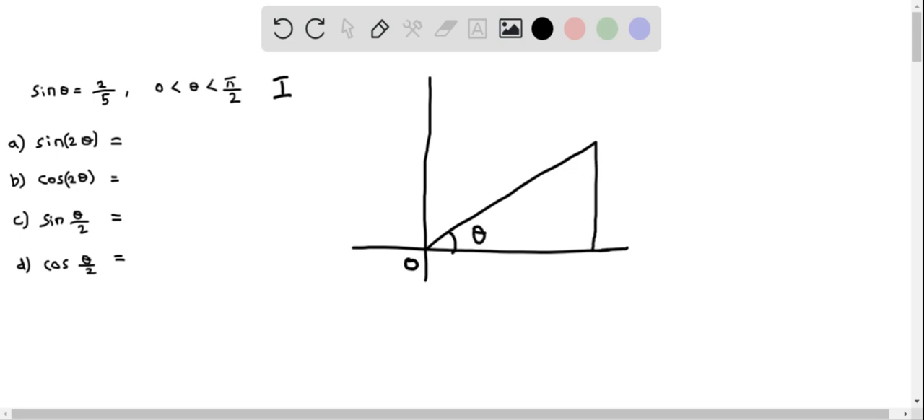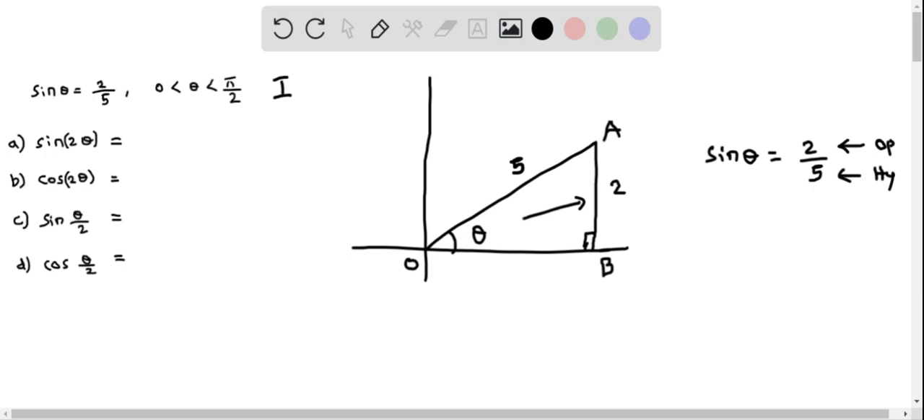Maybe I could mark these vertices as O, A, B. So we have this right triangle OAB. Now we are given that sine theta equals 2 over 5. So when we use SOHCAHTOA, this 2 represents the opposite side and this 5 represents the hypotenuse. So I can mark this side length AB as 2. This is the opposite side to theta, and this hypotenuse OA is 5.